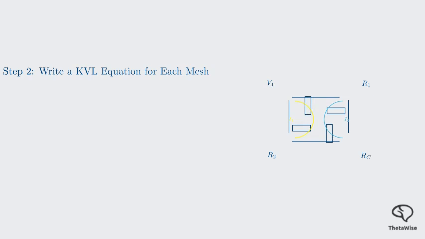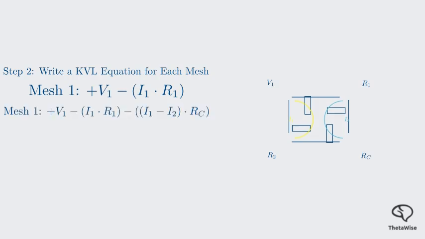Next, we go through resistor R1. The voltage drop across R1 is its resistance times the mesh current flowing through it. In this case, only I1 flows through R1. So we have minus I1 times R1. Finally, we go through the central resistor RC. Now this resistor is part of both meshes.